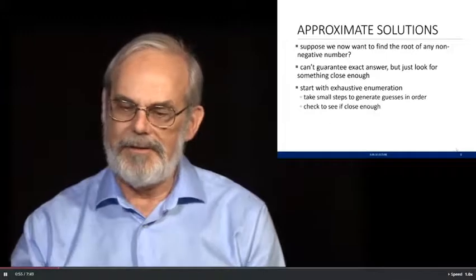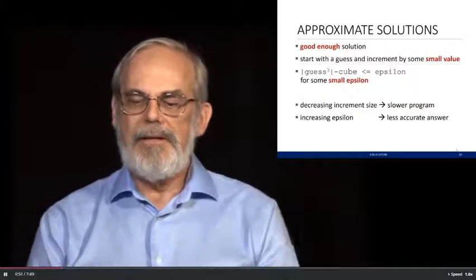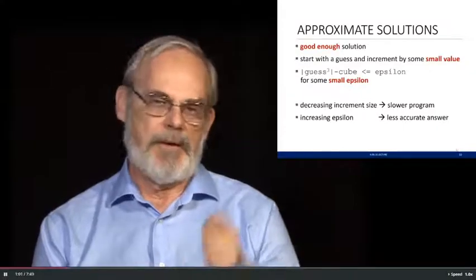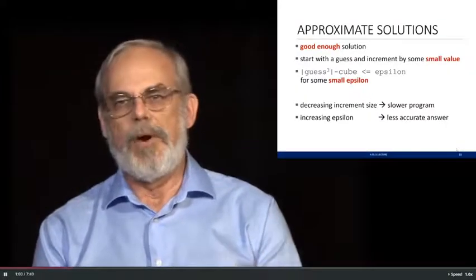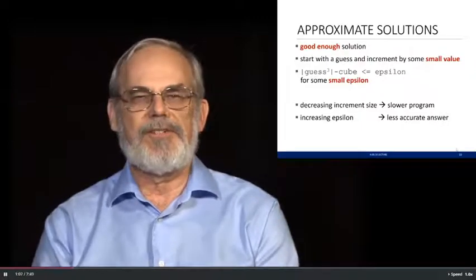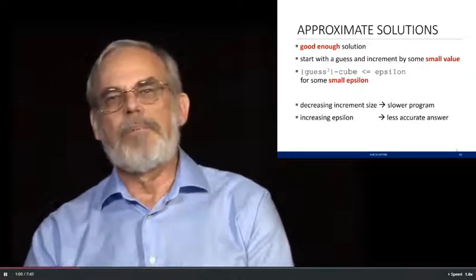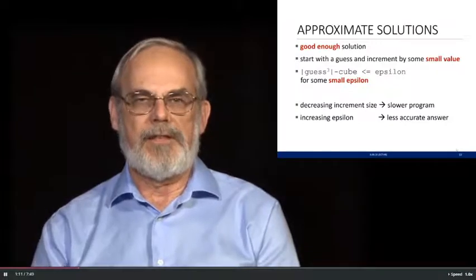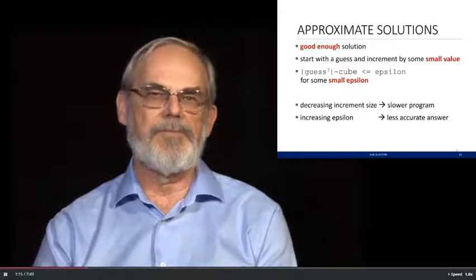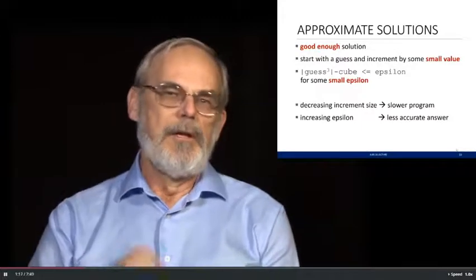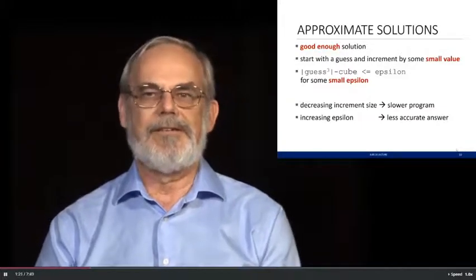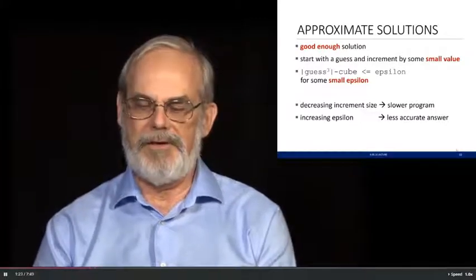Let's see what that might look like. Here the idea is I have to define what's a good enough solution. So I'm going to start with a guess, say 1. I'm going to check to see if that's close enough. If it isn't, I'm going to change it by a tiny amount, say 1.001. Check that one, and then 1.002, and keep doing that. So I need to increment by some small value as I go along. But I also have to define what does it mean to get close enough. It won't be exactly the same because I'm not going to be able to guarantee that.